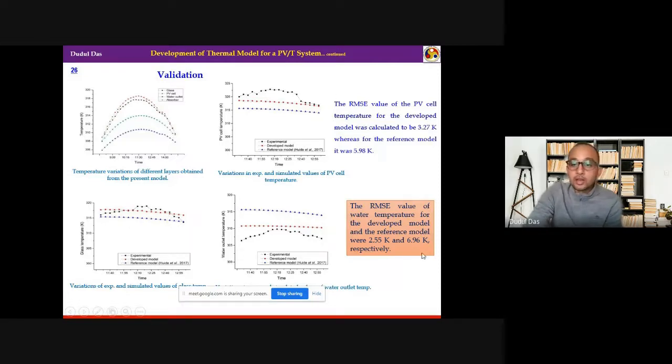Similar improvement has been reported for water temperature prediction. We have considered these two parameters because these are required to arrive at the efficiencies. From PV cell temperature we can derive the PV cell efficiency, and from water temperature we can derive the thermal efficiency.